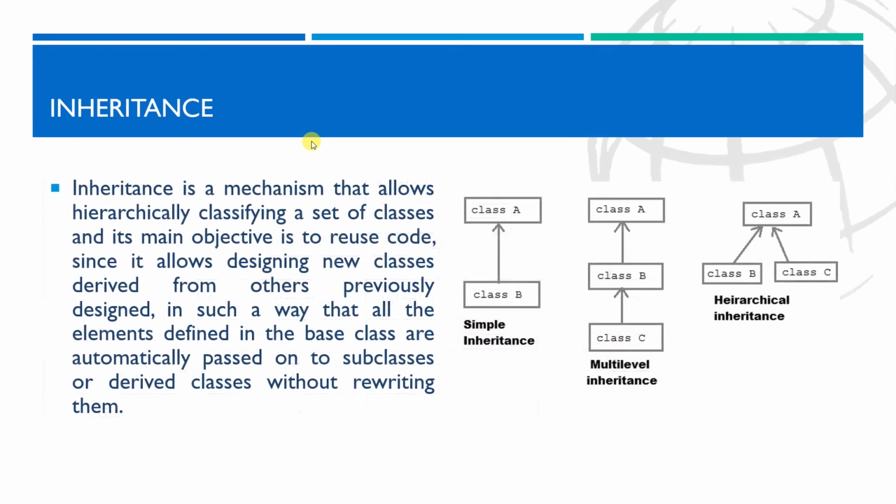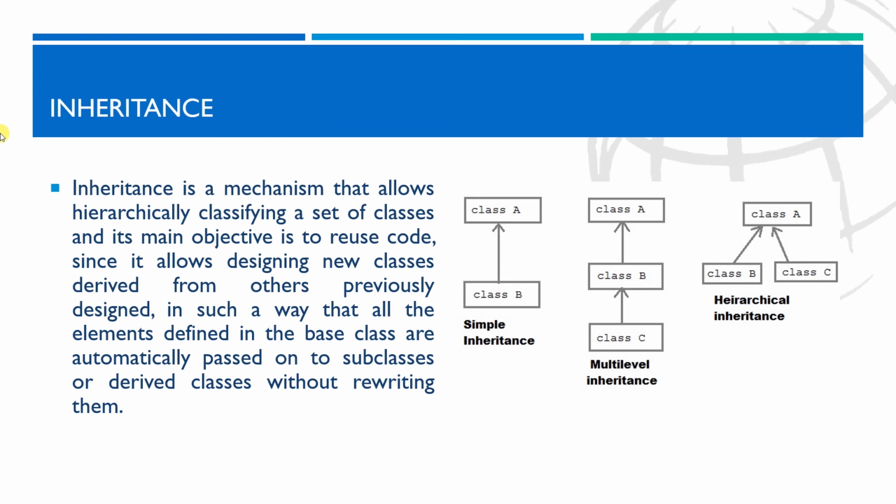Inheritance is a mechanism that allows hierarchically classifying a set of classes, and its main objective is to reuse code, since it allows designing new classes derived from others previously designed in such a way that all the elements defined in the base class are automatically passed on to the subclasses or derived classes without rewriting them.